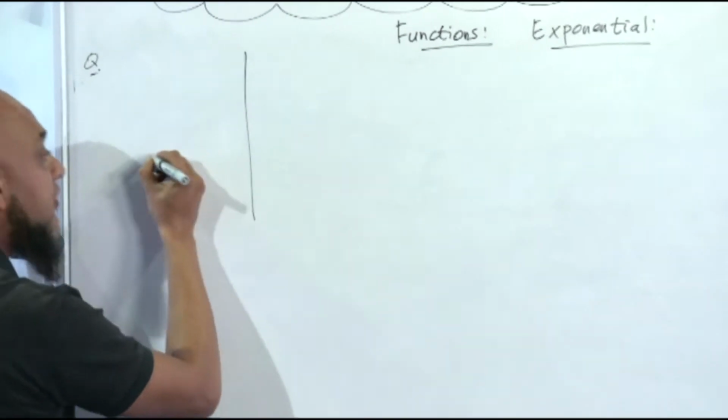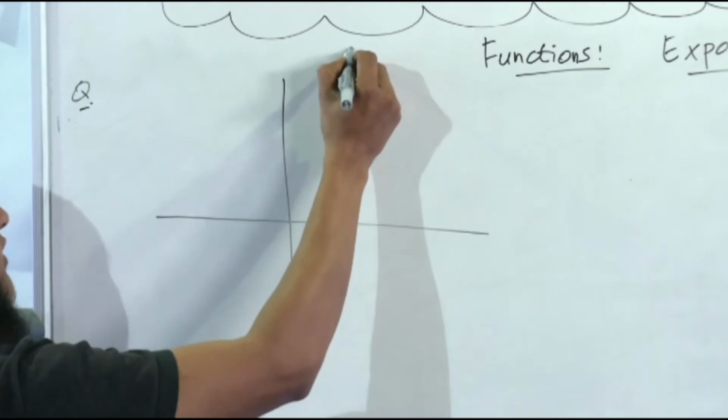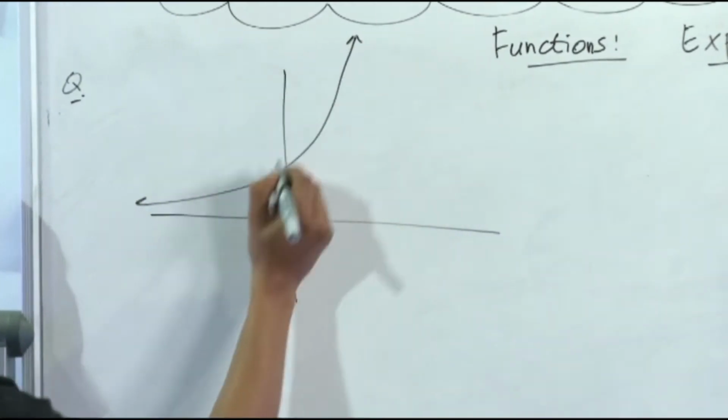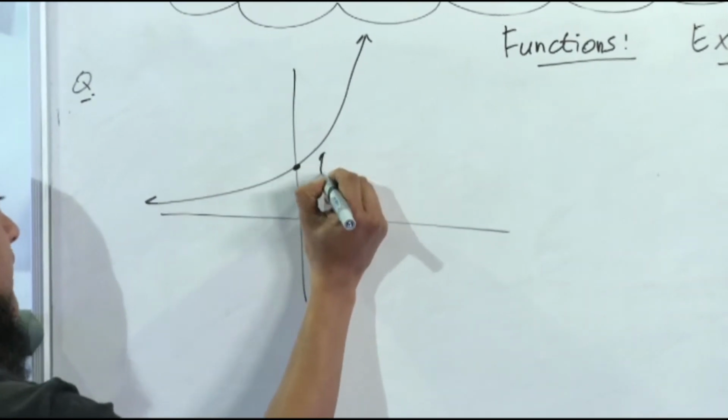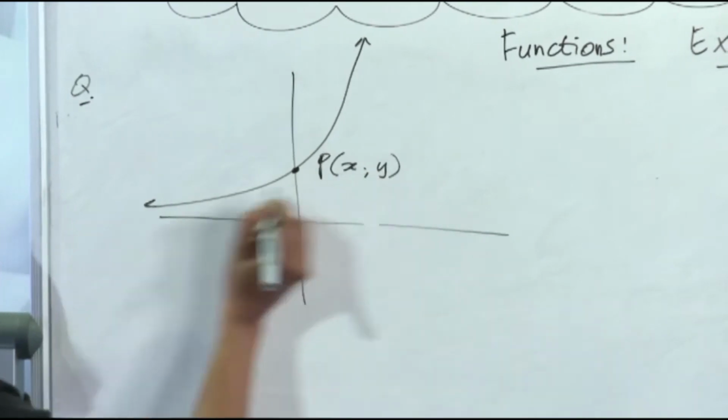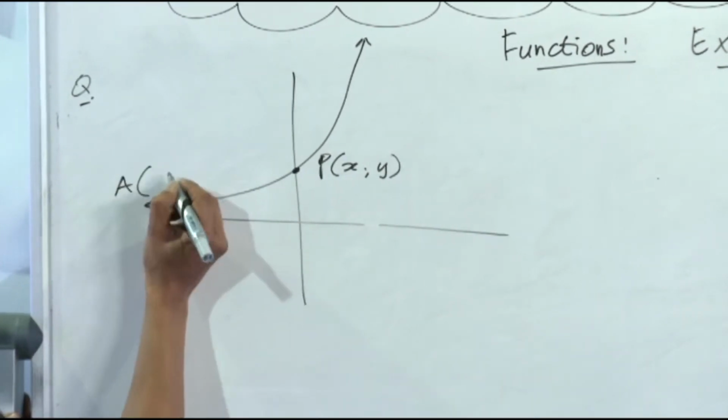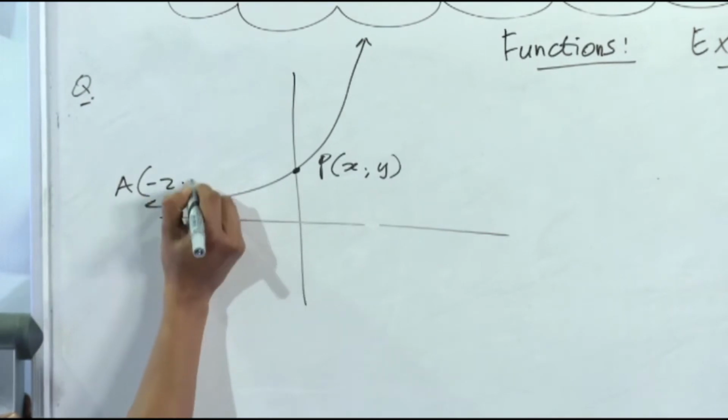They don't ask you to sketch. They give you the exponential graph. There's your exponential graph. They give you this point here, P, x and y. They give you another coordinate here, 2 and minus 2.5.